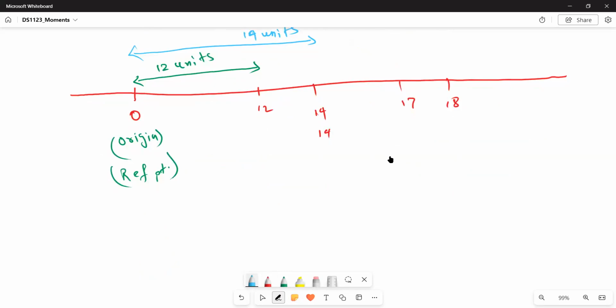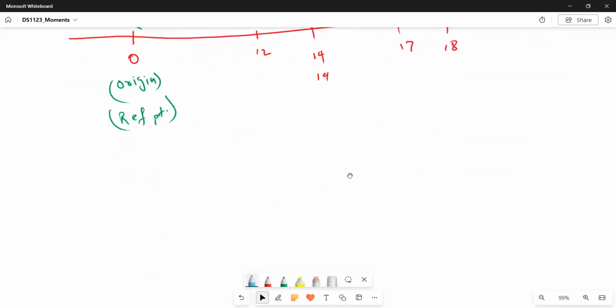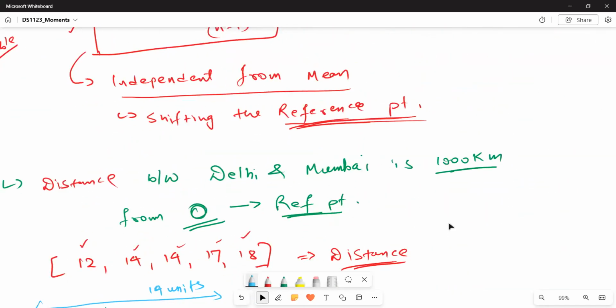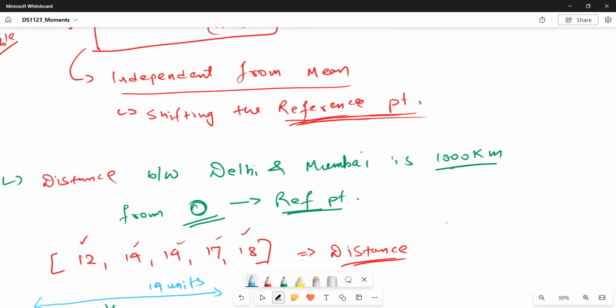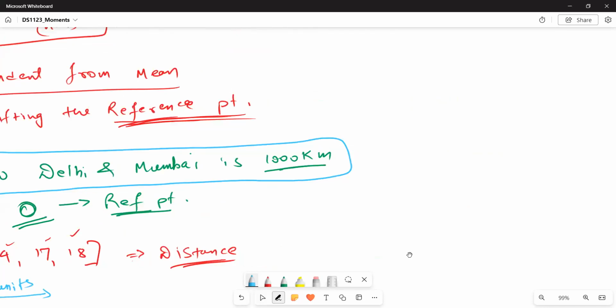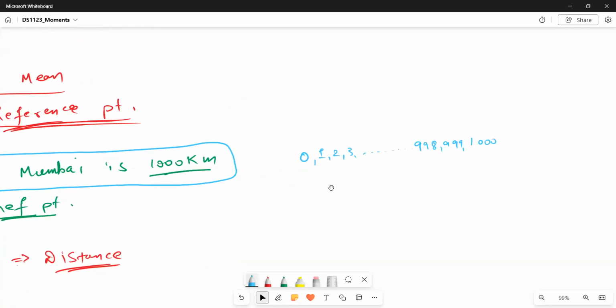You need to understand one thing. Let's get back to the same example. When I say that the distance between Delhi and Mumbai is 1000 kilometers, what could be done is, let's say you start your counting with 0, go on with 1, 2, 3, and so on, calculating each kilometer of distance, and you'll end up with 998, 999, and 1000. So this is how we measure distance.